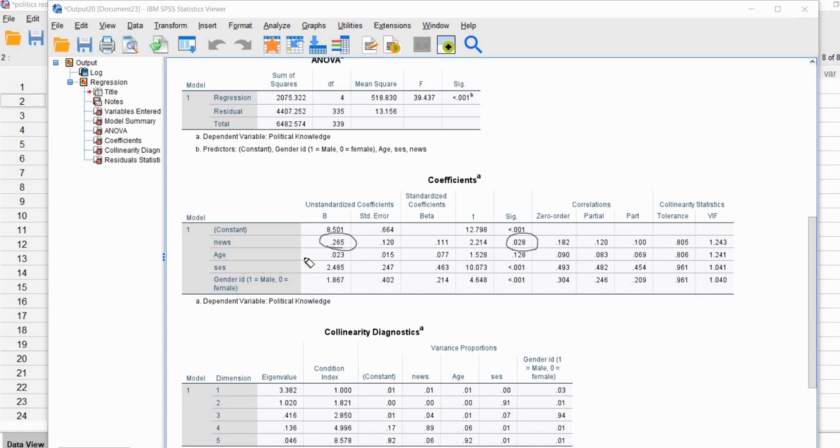And you can also see that with respect to the covariates, age actually turns out not to be a significant predictor, but we have SES as a significant positive predictor of political knowledge. And then gender ID, given that coefficient is positive, and given our coding of that variable, that's indicating that males are scoring higher, or expected to score higher on political knowledge than females, and that difference is statistically significant.